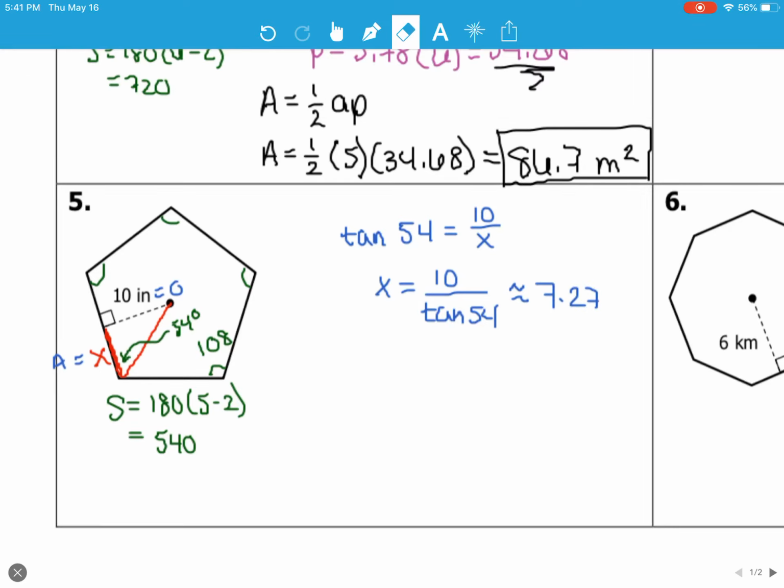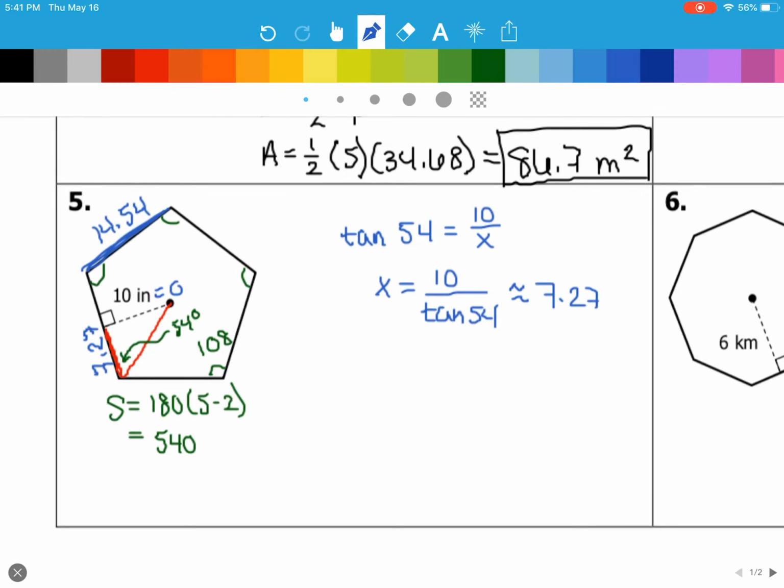Now that tells me that this little piece right here is 7.27. So that tells me a whole side inside of my triangle will be double that, which is 14.54. Again, keeping in mind that your end goal here is to use the formula, I need to use that piece of information to help me find the perimeter. The perimeter will be 14.54 times 5 this time, because there's 5 sides, which then is 72.7.